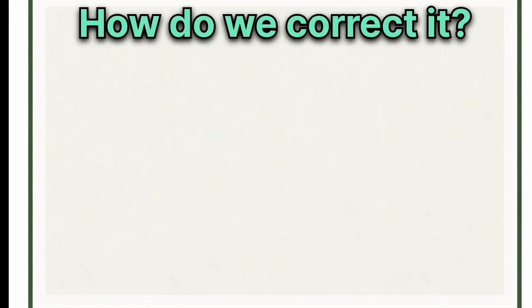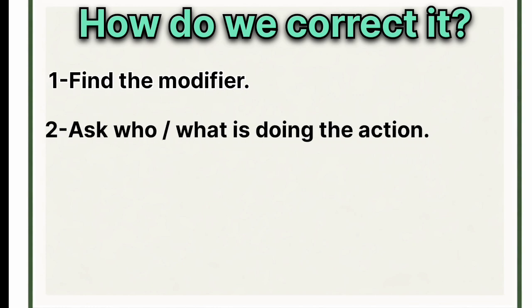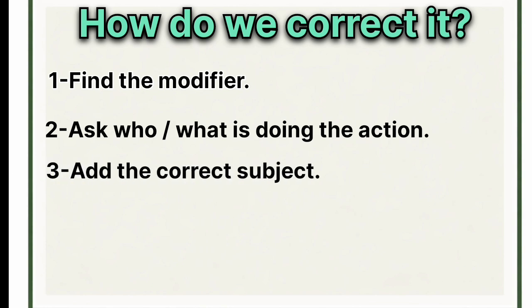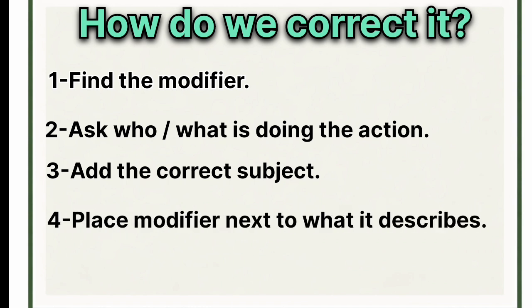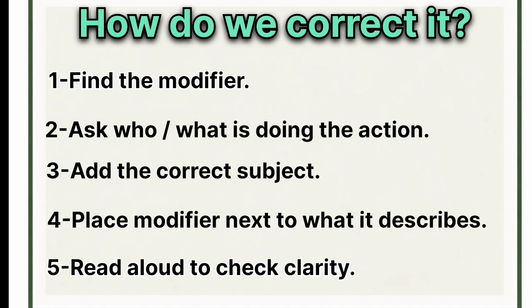So now let's move to how we correct or avoid this mistake. The first step, find the modifier. The second one, ask who or what is performing the action. The third thing, add the correct subject. Fourth, place the modifier next to what it describes. And the fifth and last one, read aloud to check clarity.